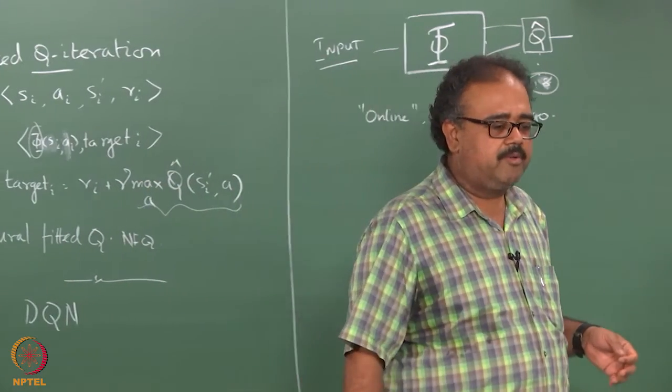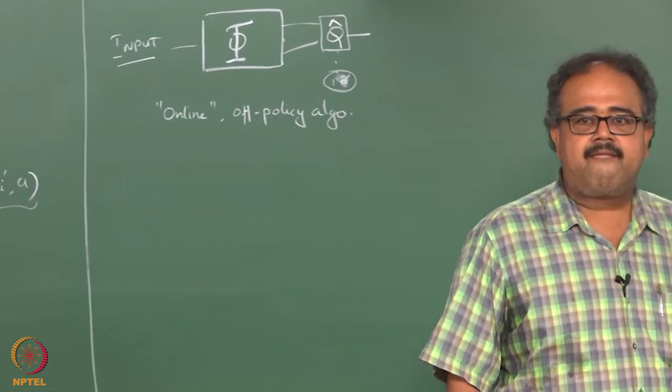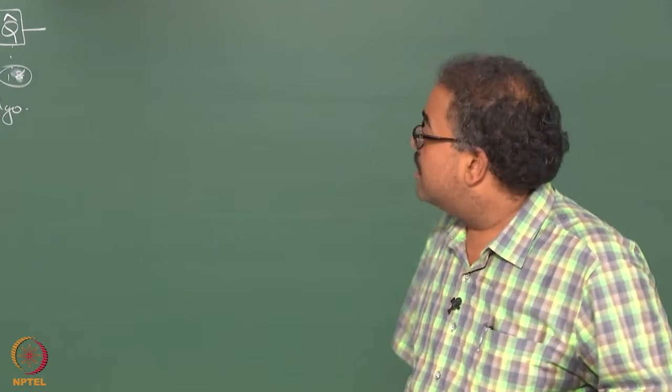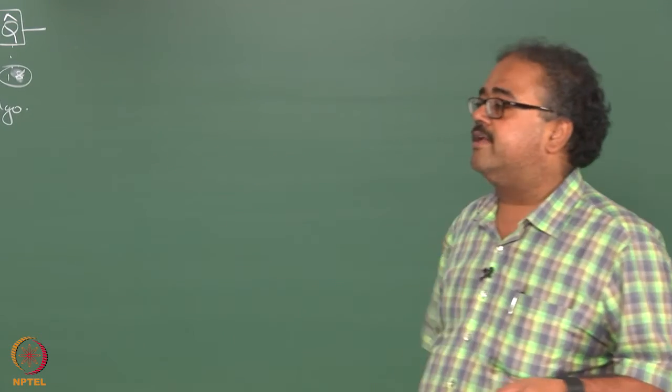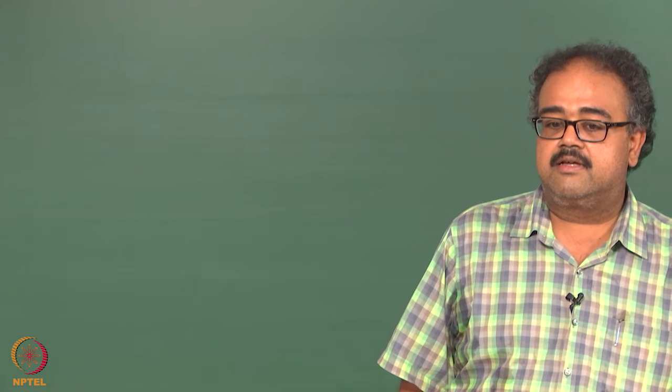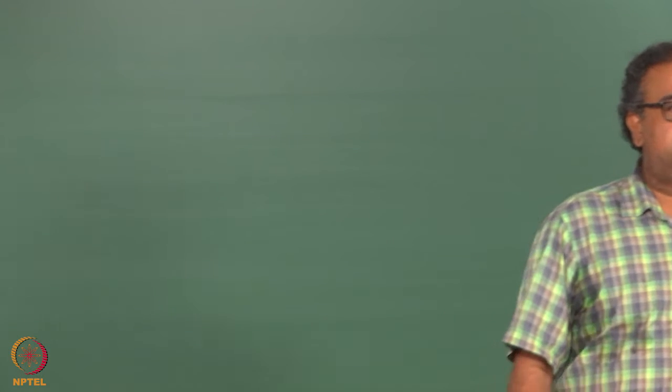So what do you think are the problems? Problems in doing an online Q learning? Variance. Yes. Can you elaborate on that? Bunch of things that can go wrong.